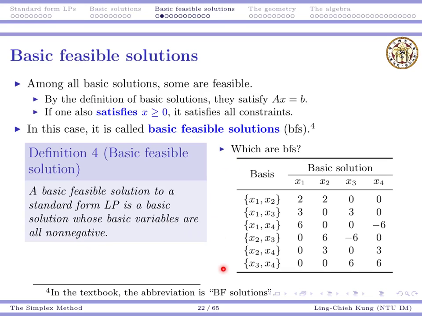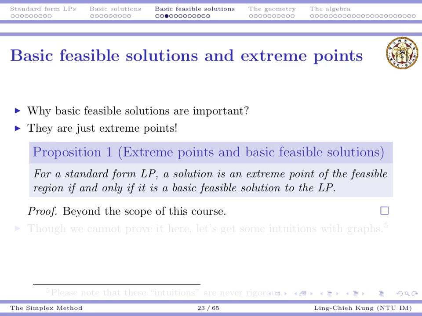So this was our previous example. If we give you these 6 basic solutions, it's very easy to determine which of them are basic feasible, which of them are not. Because you have these two negative numbers, we know these two are not basic feasible solutions. Okay, but the other 4, they are basic feasible solutions because all the basic variables are non-negative. Okay, that's the idea.